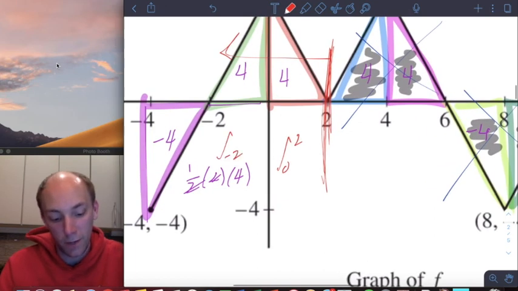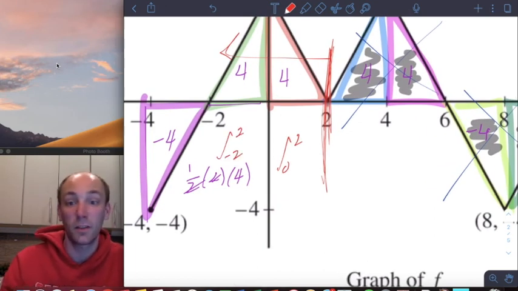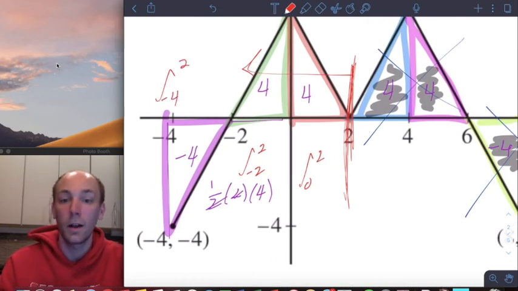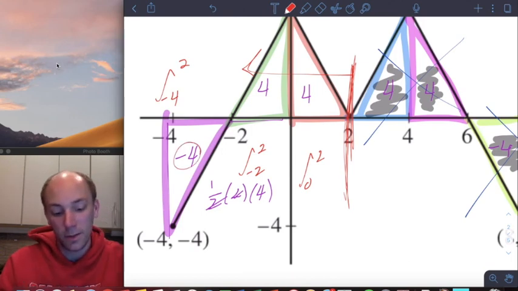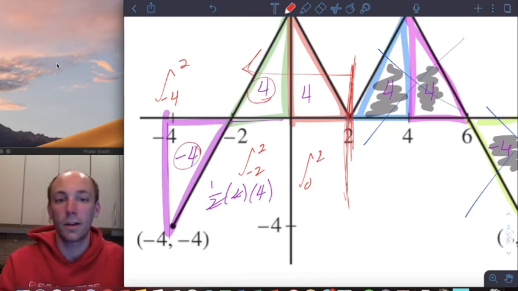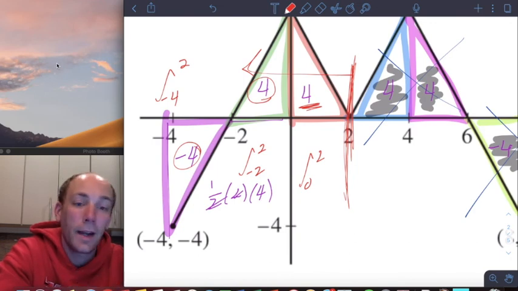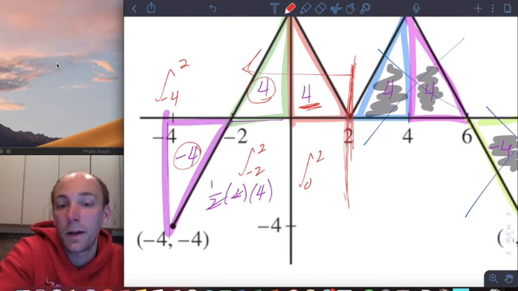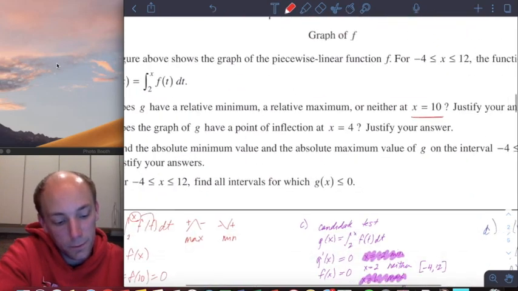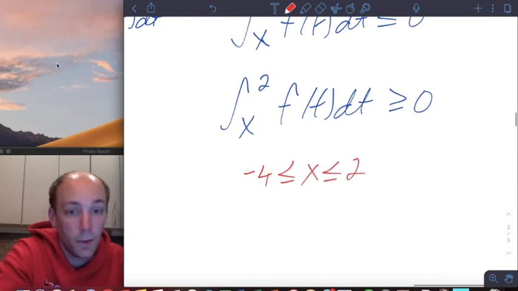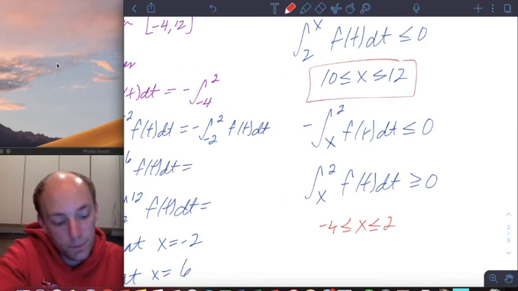The integral from -2 to 2, that's still all above the x-axis, so that's still good. Now the integral from -4 to 2. At that -4, the -4 and that +4 would cancel out. So no matter what, those end up canceling out and I still have this +4 here. So everywhere between -4 and 2, I'm going to end up with positive area. Okay, so it's these two intervals.